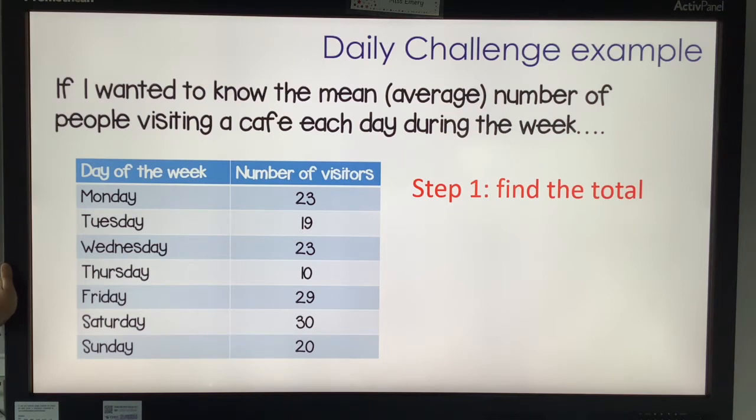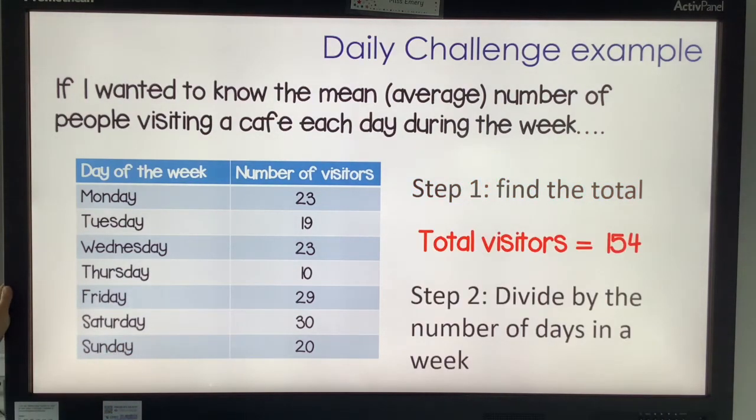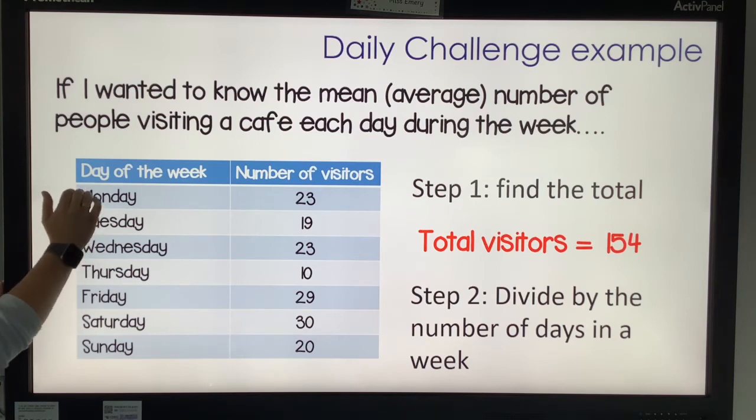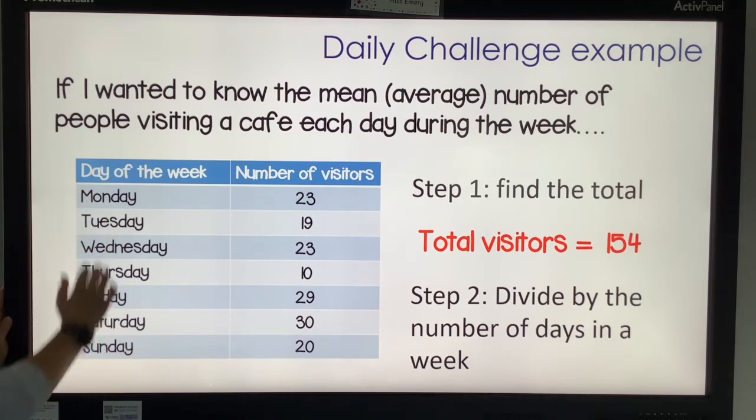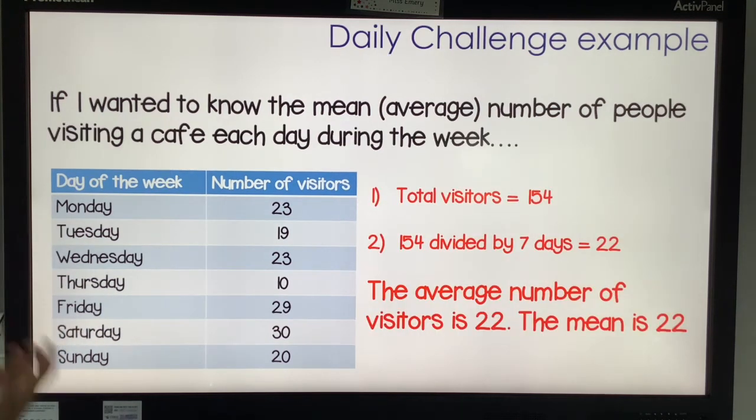And using words like total and altogether, I know I'm adding them up. So I add all of my numbers together. And that gives me 154. So I know that during that week, 154 people visited my cafe. My step 2 is then to divide my number, 154, by the number of days in a week. And that's because that's how many values I have. I have 7. So I divide my 154 by 7.